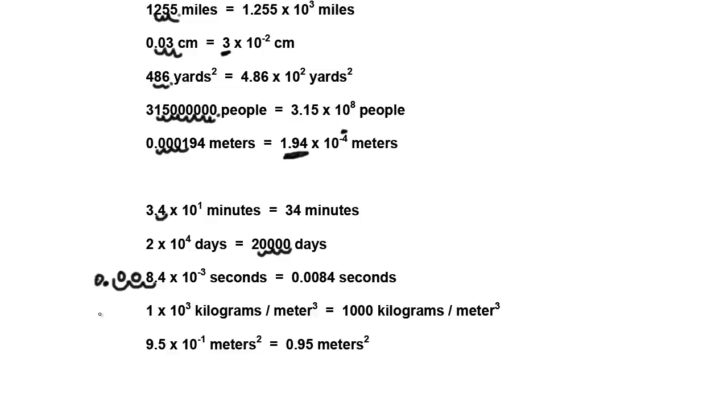9.5 times 10 to the negative 1 square meters. We have a negative exponent. It's going to go to the left, going to make it smaller. Therefore, 0.95 square meters.